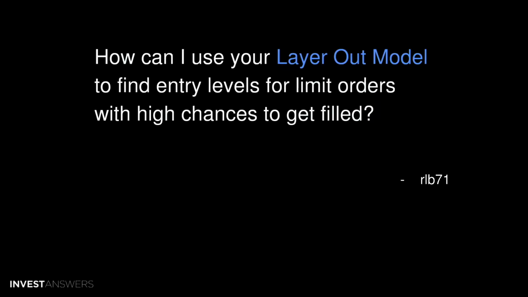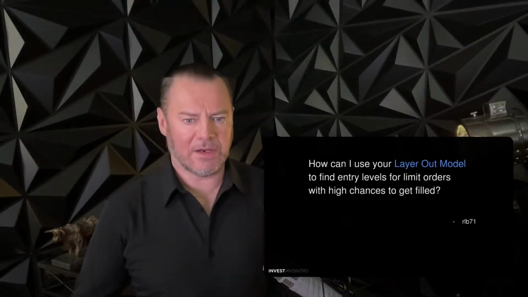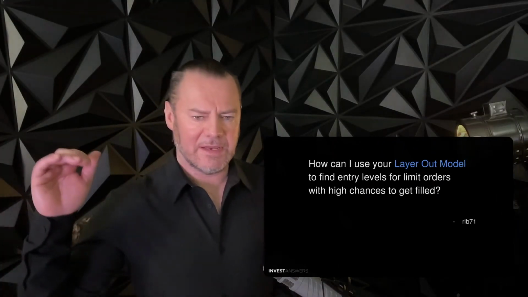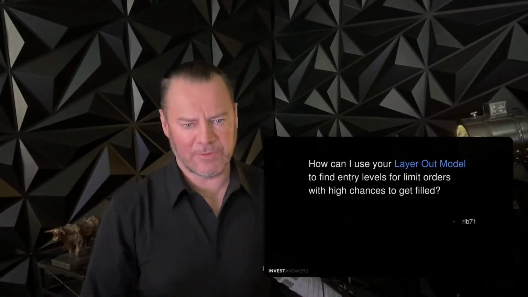How can I use the layer model to find entry levels for limit orders with high chances of getting filled? I'm going to run through a couple of examples. I'm going to talk about how it can be used, first of all, what it's for.